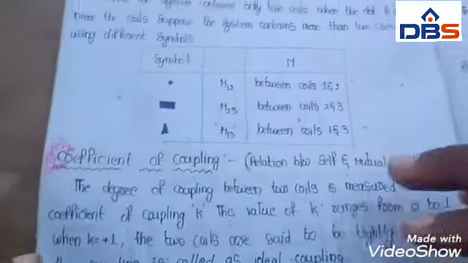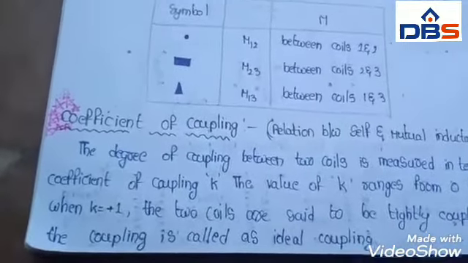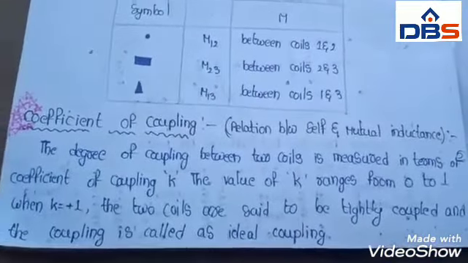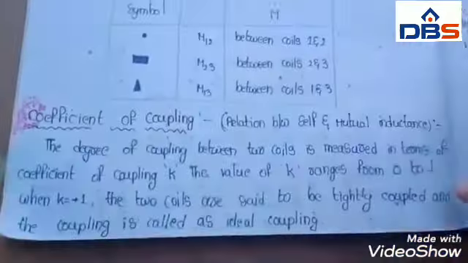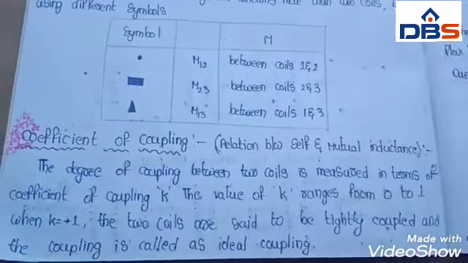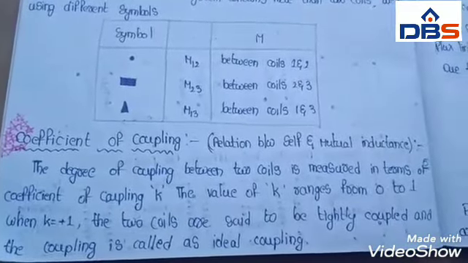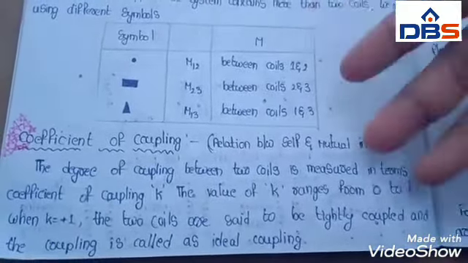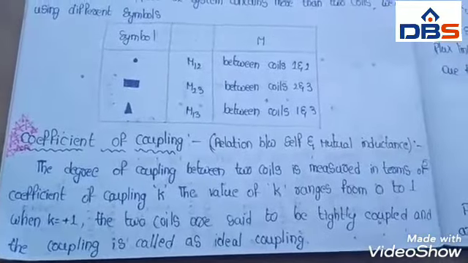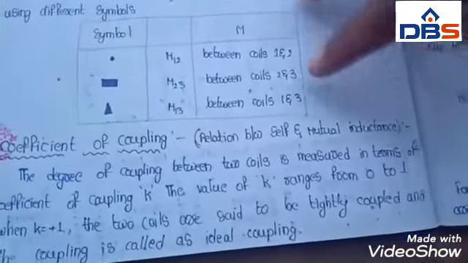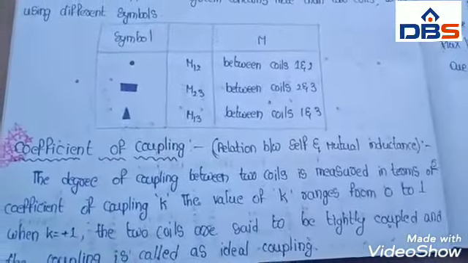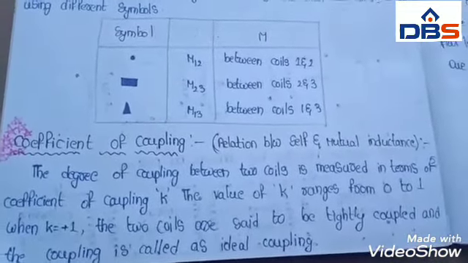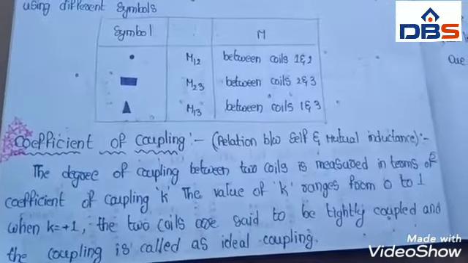Another most important point: in this topic there are two important questions. One is the dot convention, another one is the coefficient of coupling. The definitions of self inductance and mutual inductance are 2 marks important. These two are 5 marks or 10 marks important. Now for the coefficient of coupling, another question will be asked like this: explain the relation between self and mutual inductance. What is the relation between self inductance L and mutual inductance M? That is nothing but the coefficient of coupling.